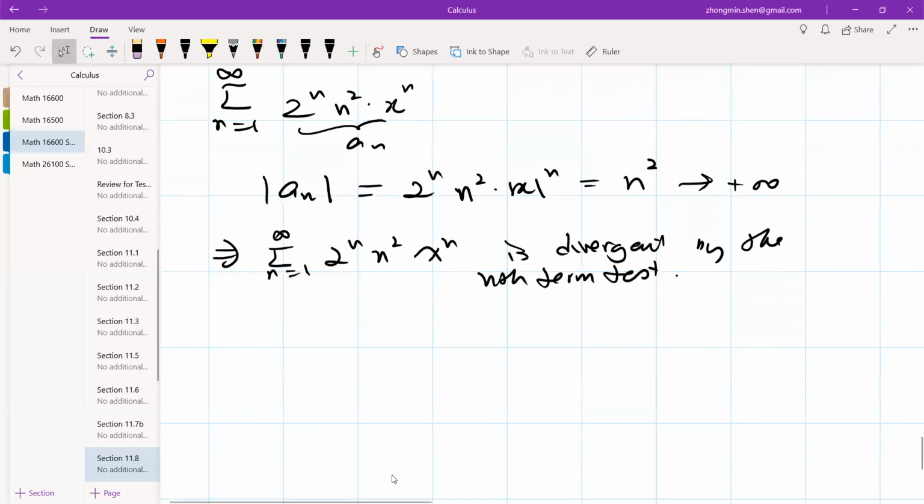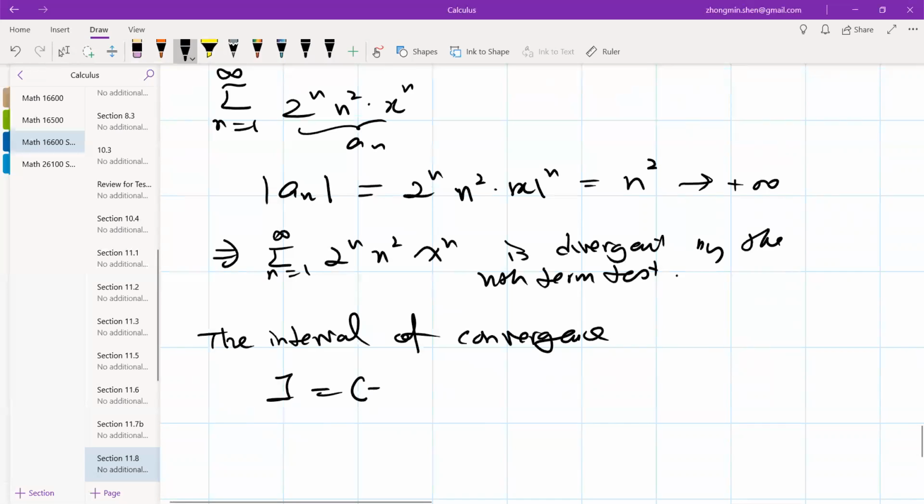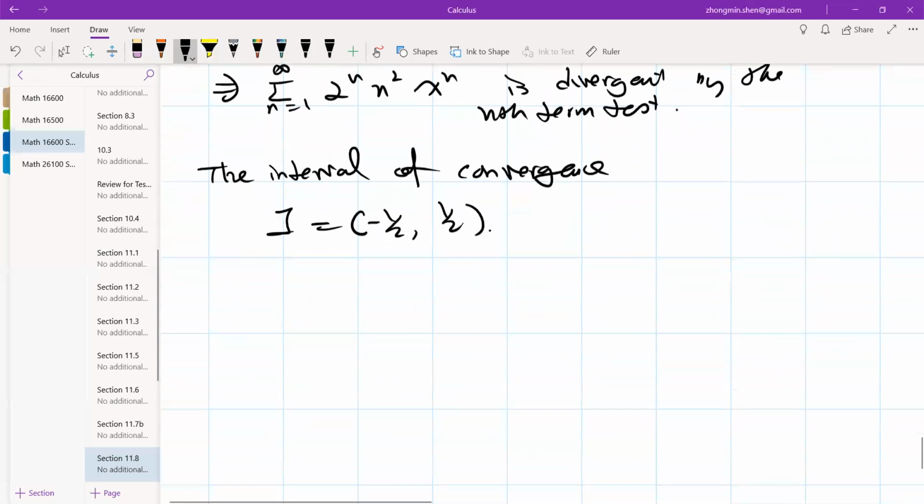All right, let's do the next one. So the interval of convergence is clear now, just the open interval from -1/2 to positive 1/2. So you can say the interval of convergence is that, and it does not include the endpoints.